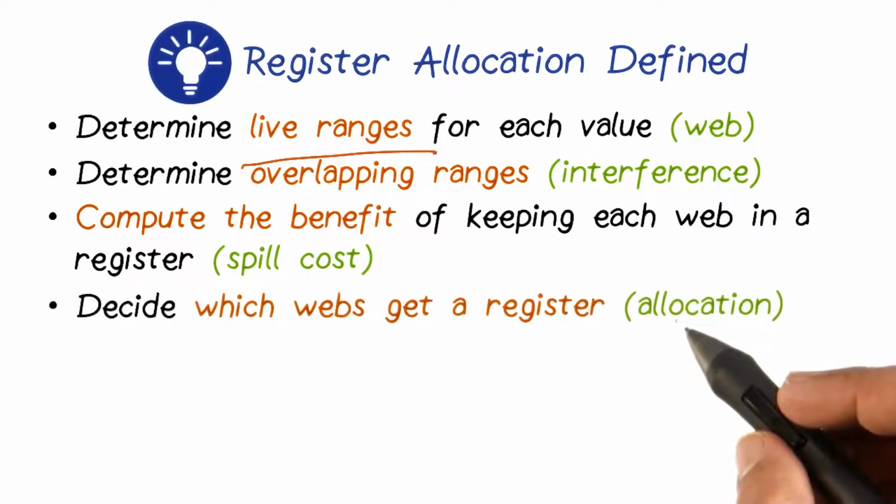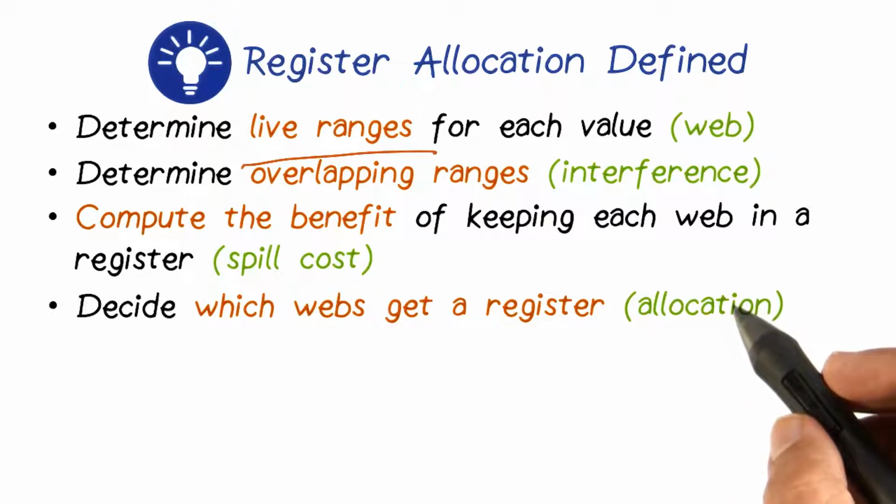And finally, the critical step here. This step decides which webs get a register, and this particular process is called allocation. There are many different algorithms.